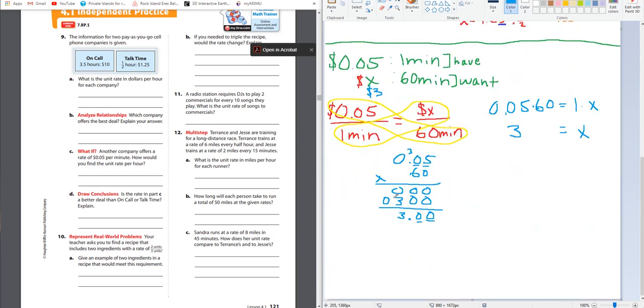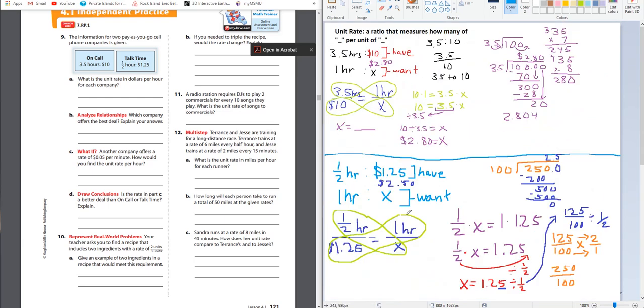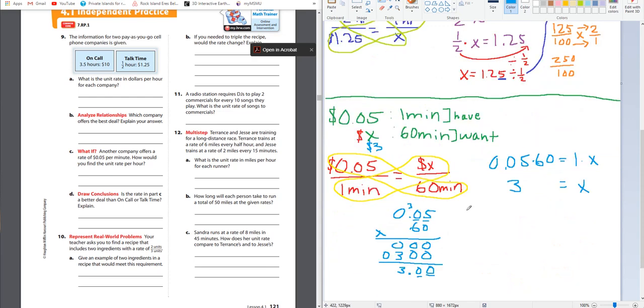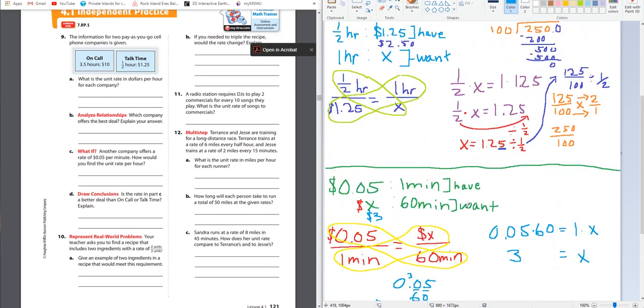Okay. So that's it for today. We did 3 unit rate problems. If you need me to go over more, I definitely will go over more in class, but this is it for today, and I will see you on Thursday.